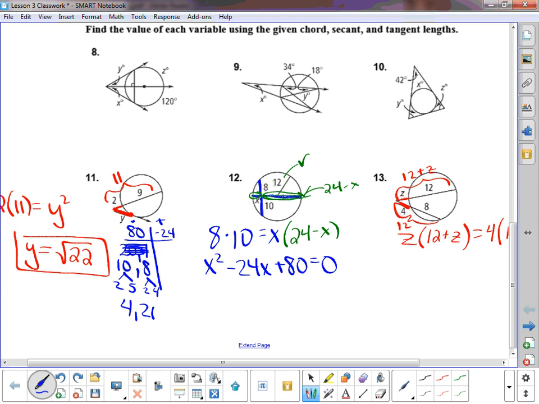Alright, but we said it's 4 and 20. What needs to be negative? Both. Alright, so we should have got it factored into x minus 4, x minus 20. So we get x equals 4, x equals 20. Raise your hand if you got to this point. Okay.